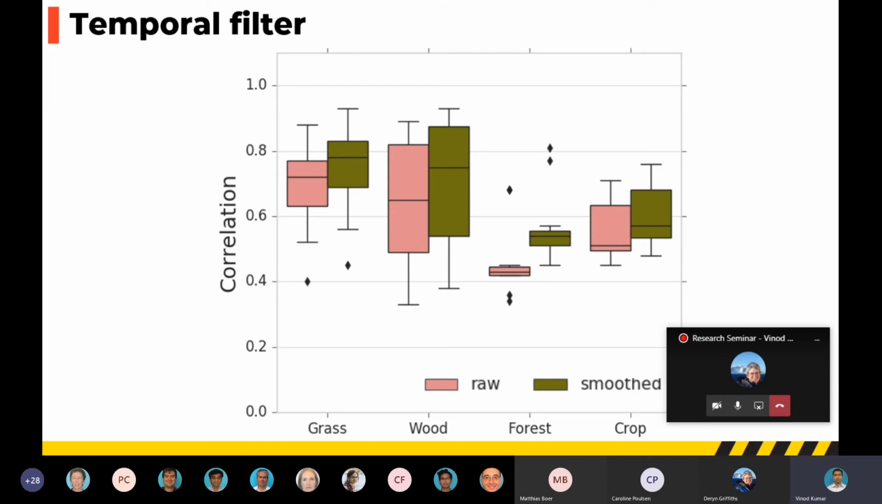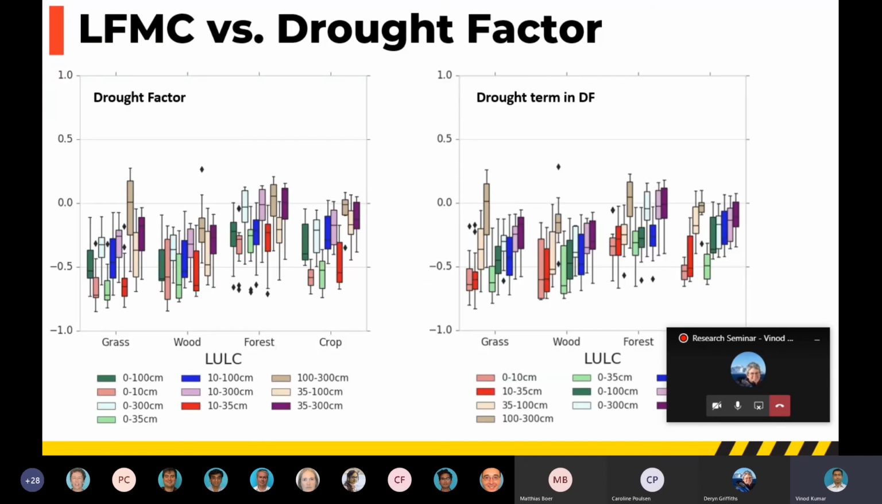But I'm also wary that applying a temporal filter and looking into lag correlation can be a bit tricky, because you might get some artificial correlations due to that smoothing. So this is something I have to look at more carefully and in detail. Okay, moving on to the next slide.